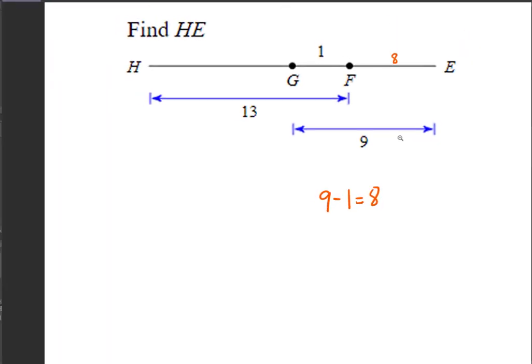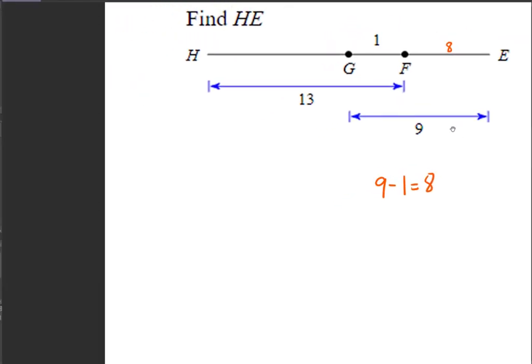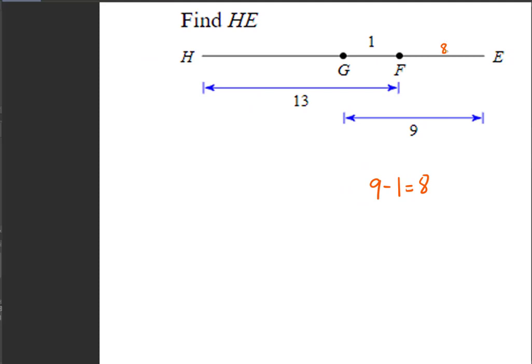All right? So I'm going to erase this line here because it's not necessary. And now that I know that's 8, I can continue. I now know that this is 8. This is 1. And actually, they want H to E. So I'm actually done. If I wanted to, I could figure out this amount. I take 13, I subtract 1 from it, and I get 12. So I could find that amount.